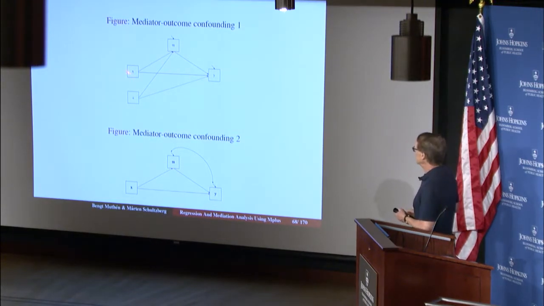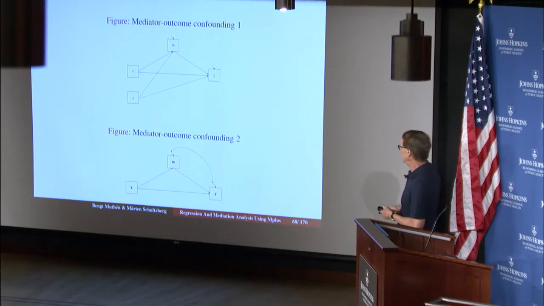We have the standard picture here, X influencing M and Y, and M influencing Y, and we have a control variable C. I was mentioning that C is good for many reasons. It increases the power to be able to detect effects of X on Y. But it's also a way to control for possible confounding, mediator outcome confounding.